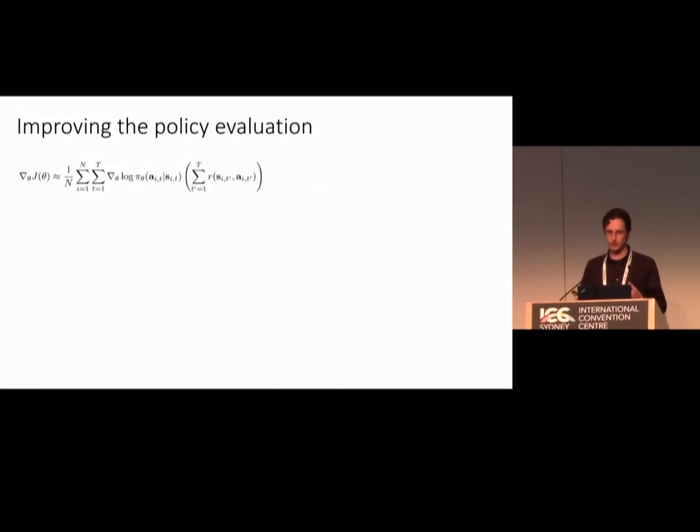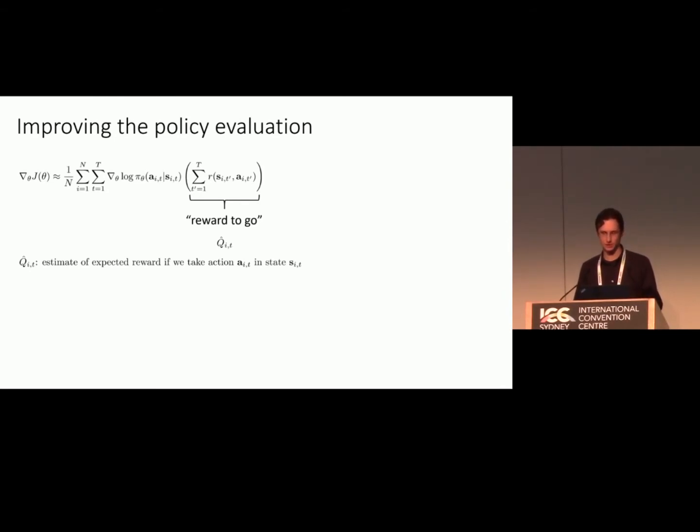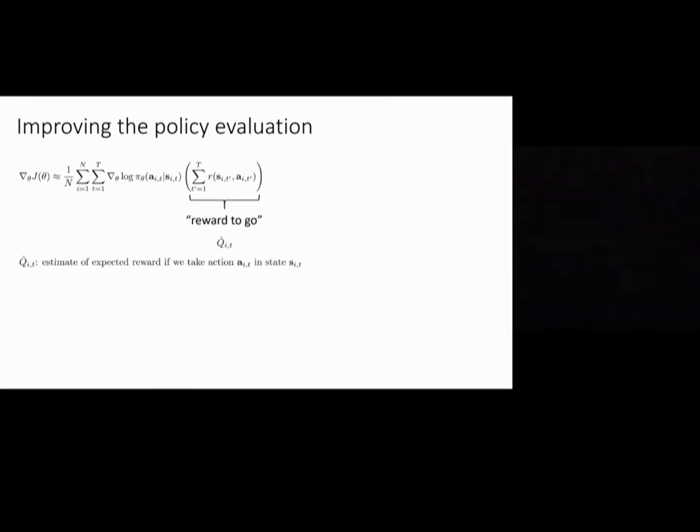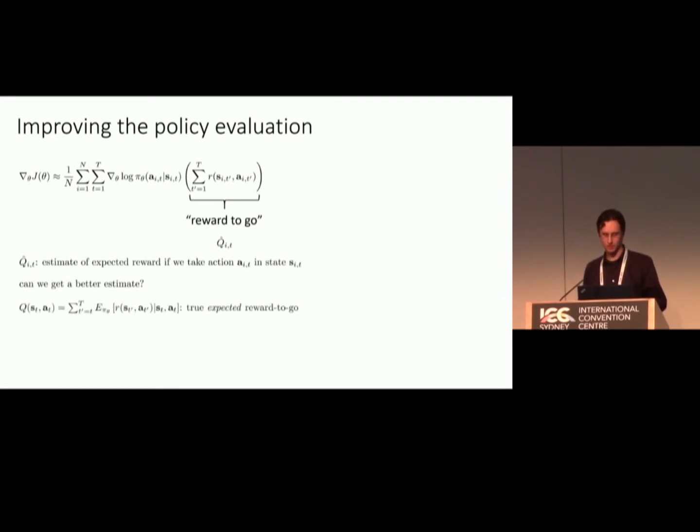So let's step back now and look again at this equation for the policy gradient. Remember this reward to go thing, which I called Q hat. The reward to go can be viewed as an estimate of the expected reward if you take action A in state S. In particular, it's a single sample estimate. You sum up the rewards along that sample, and that's a single sample estimate of an expectation. Which expectation? The expectation under pi of the rewards that you'll get if you start in state S_t and take action A_t.